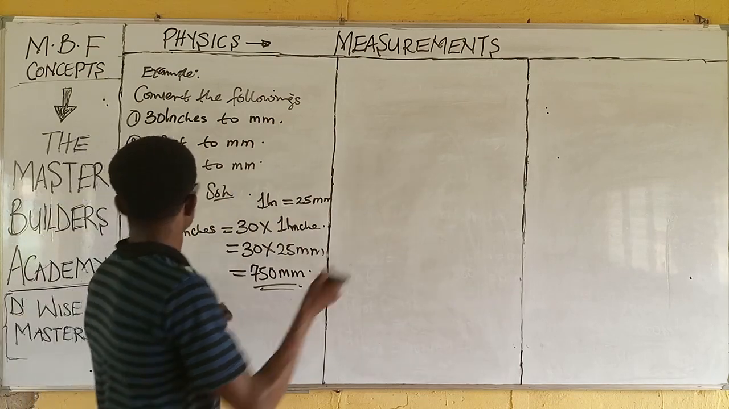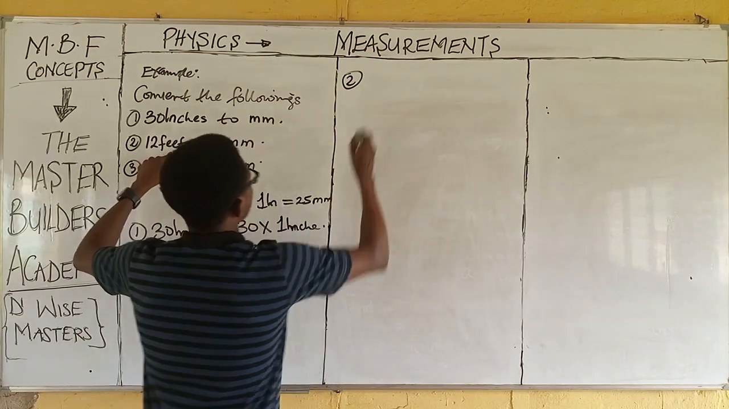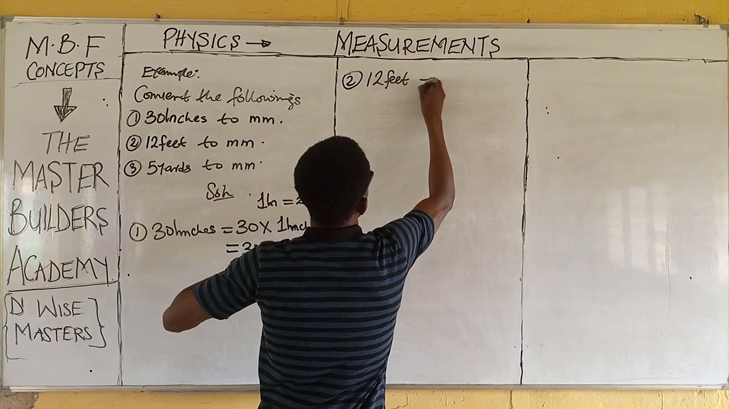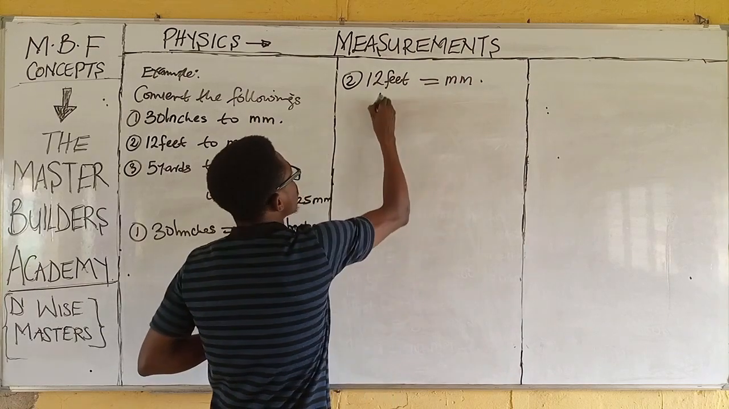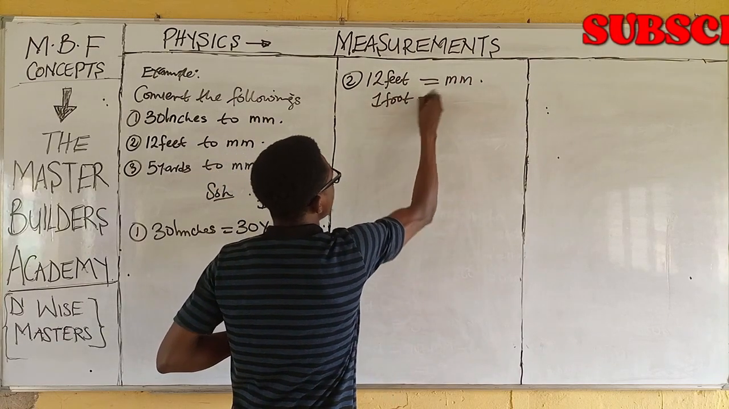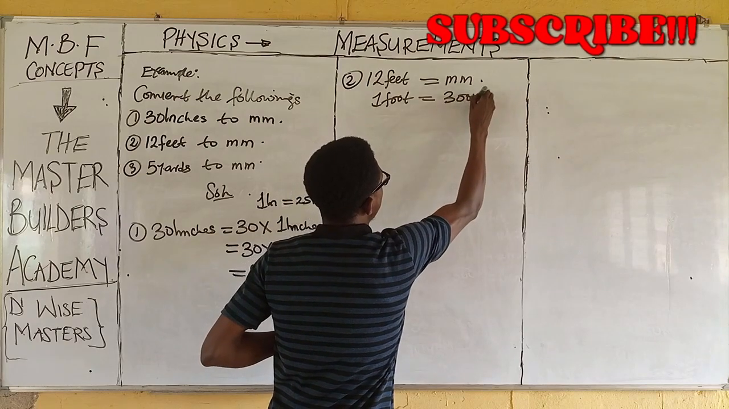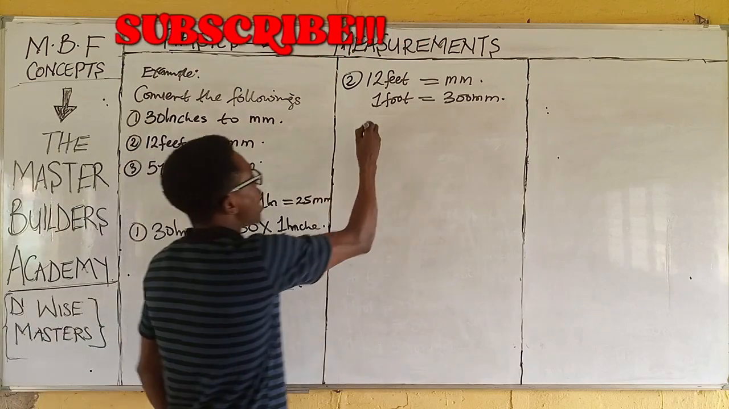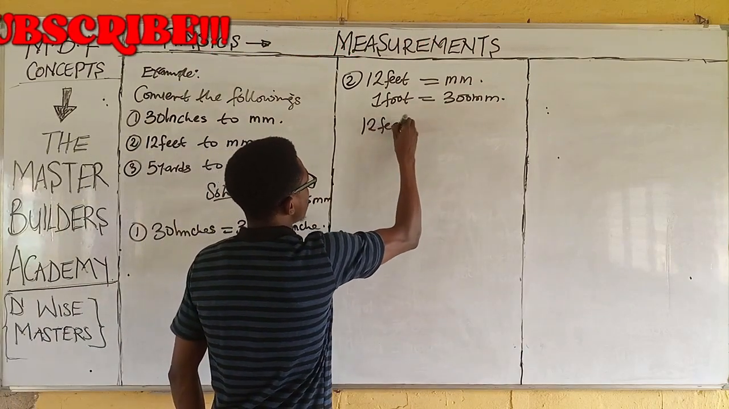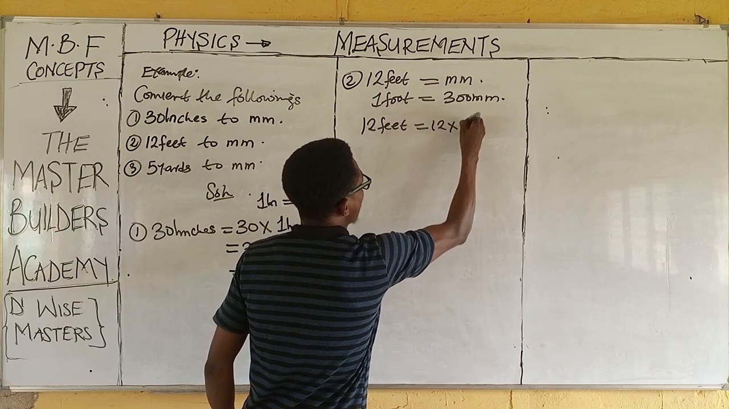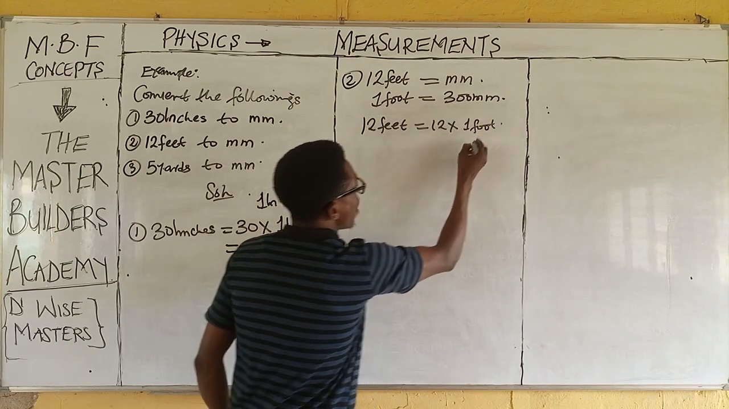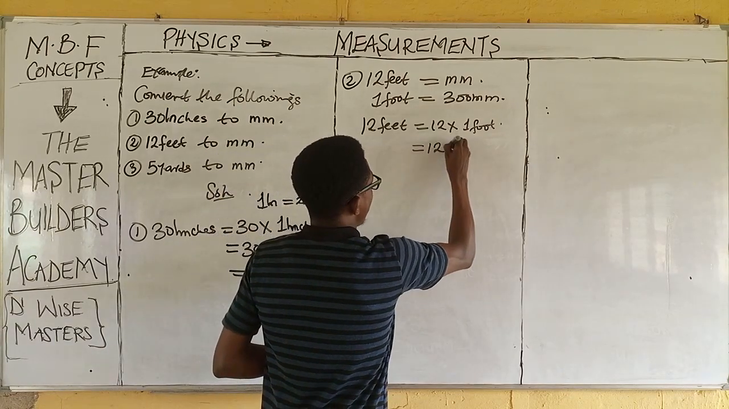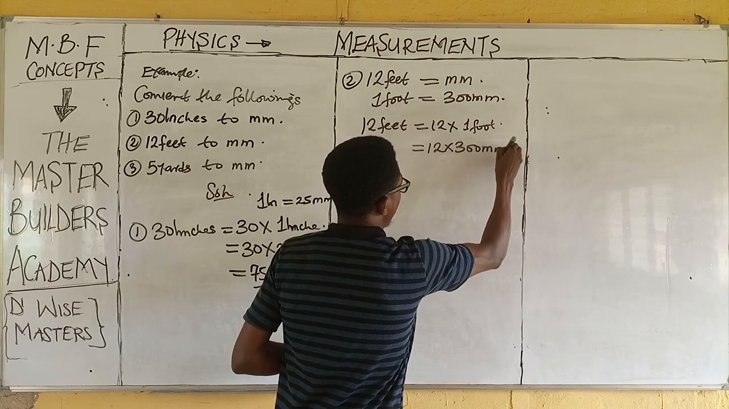Then also when we get to number 2, we are asked to convert 12 feet to millimeters. And we know that 1 foot is equivalent to 300 mm. It's as simple as this. Let's be fast. Now, therefore, 12 feet is equivalent to 12 multiplied by 1 foot. And we know that 1 foot is 300 mm. Then this will give us 12 multiplied by 300 mm.